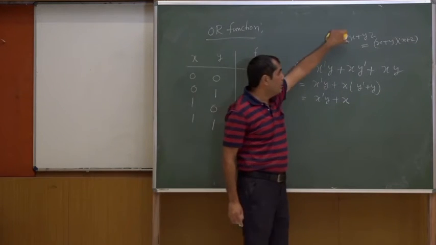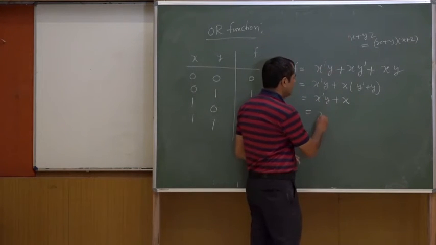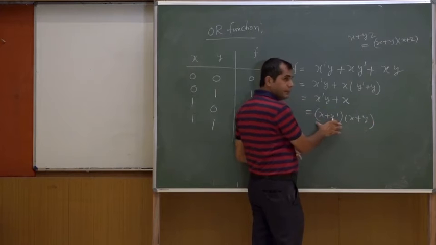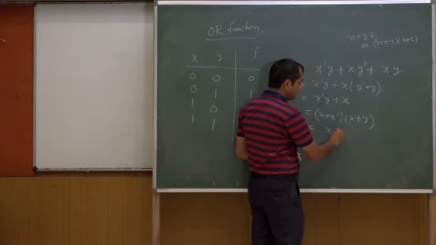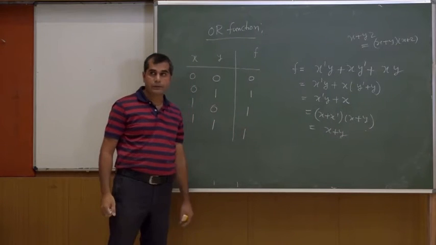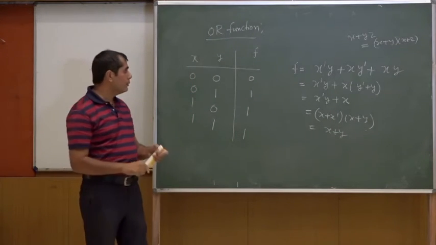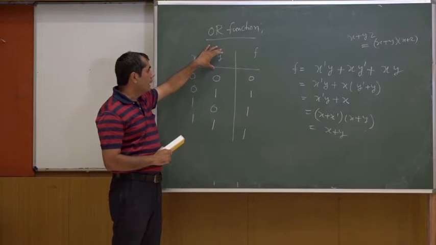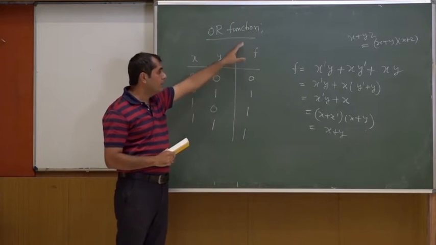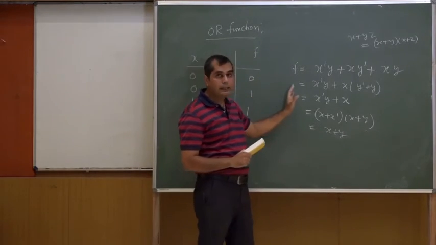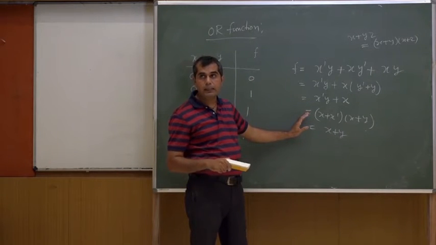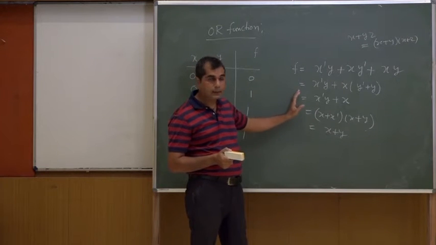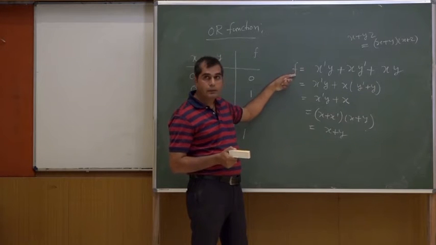Okay, so you can apply this distributive law here, and you can write x plus x bar into x plus y. X plus x bar is again 1, then we finally get x plus y. So that is why, when we perform the OR function of the two variables, and if I have the truth table, from that truth table I can write the function in algebraic form. Similarly, if you are given any truth table for any number of variables, you can make this practice and you can directly write the function in this manner.